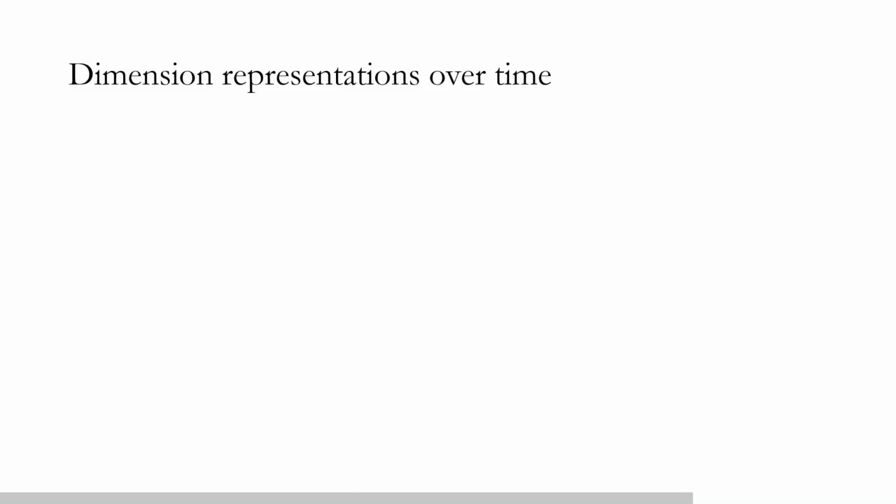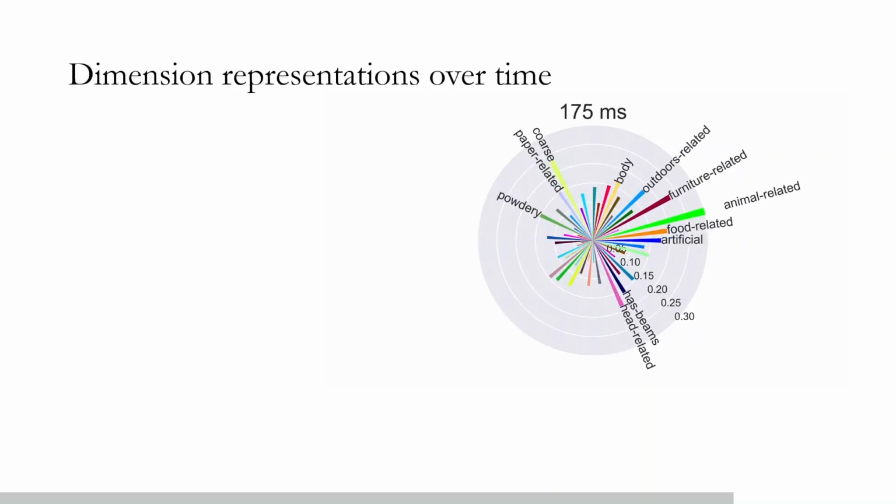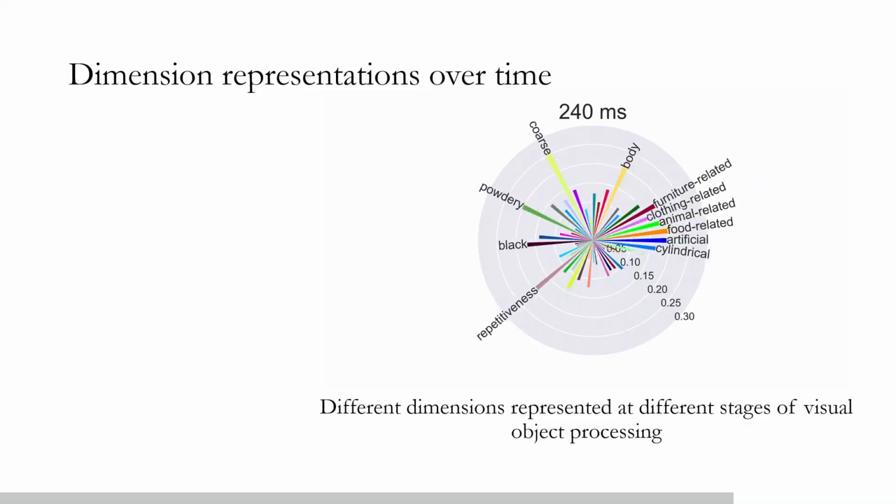So here are the results. The length of the stems reflects the correlation. You can see now that at 100 milliseconds, some of the dimensions start to be represented in the neural signal. Some of them are growing and decreasing again. So really, the different dimensions are represented at different stages of visual processing.